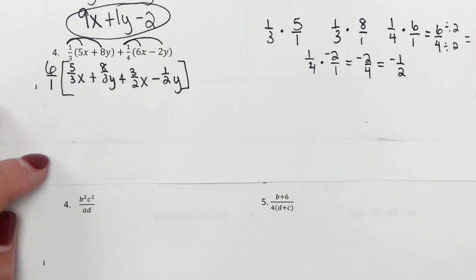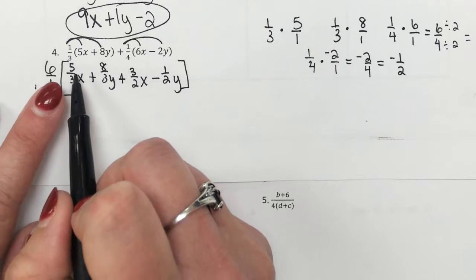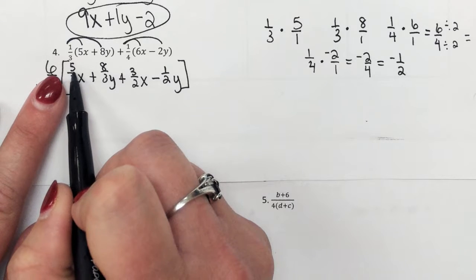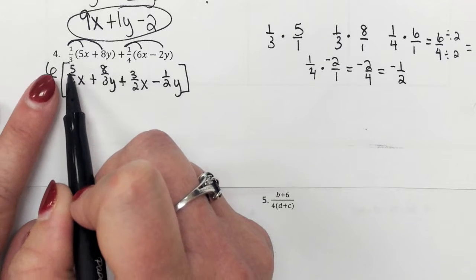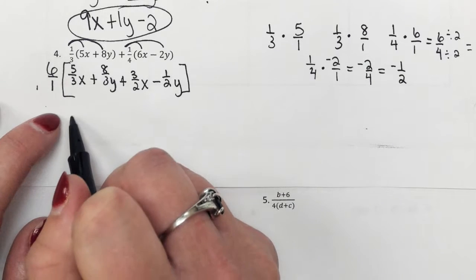All right, here we go. You ready? Multiply these two. What do you get? 30. Multiply the bottom. What do you get? 3. What's 30 over 3? 10x.